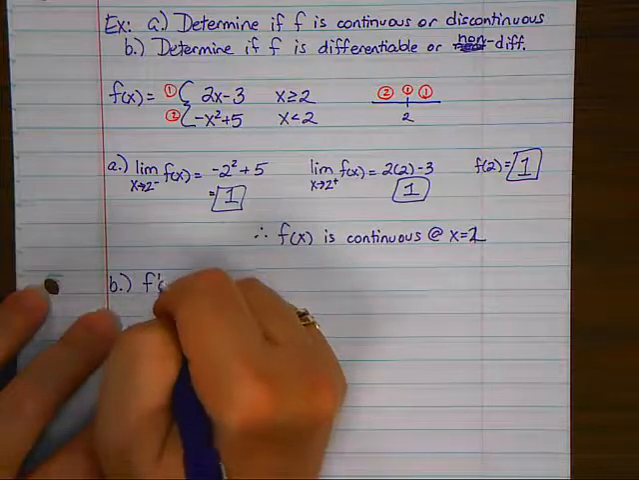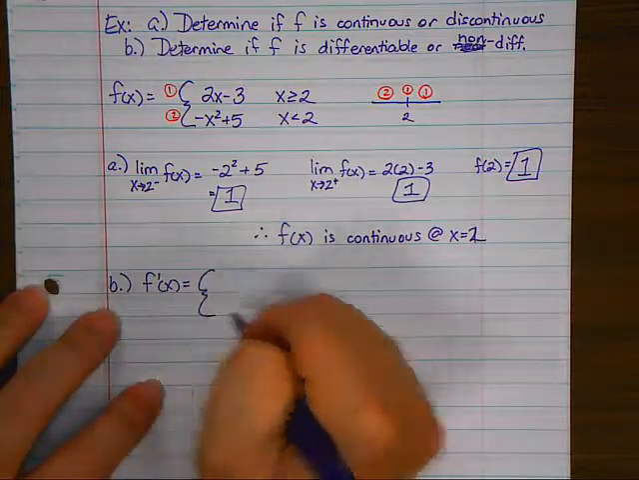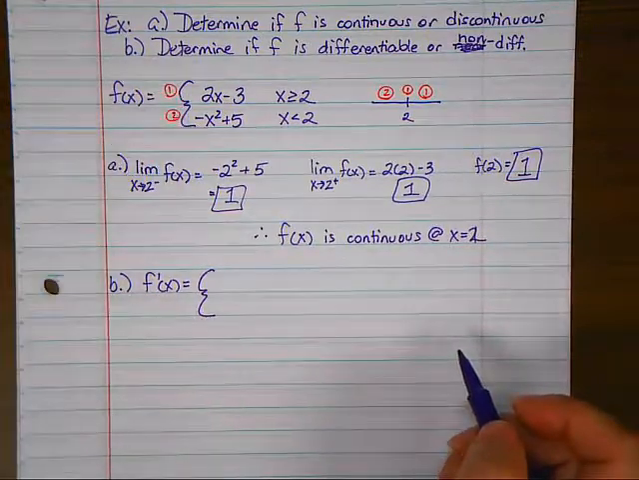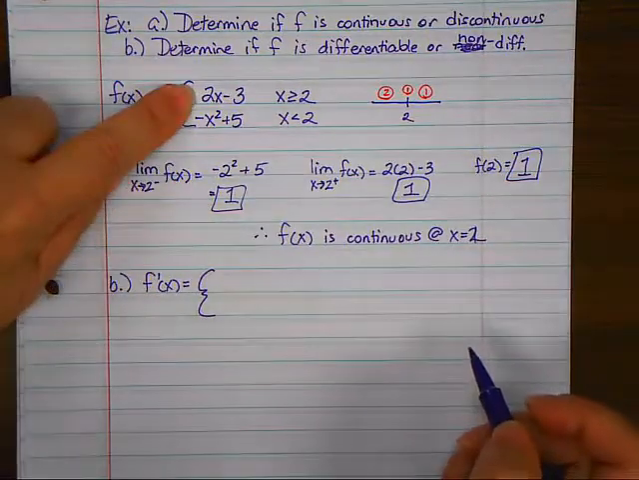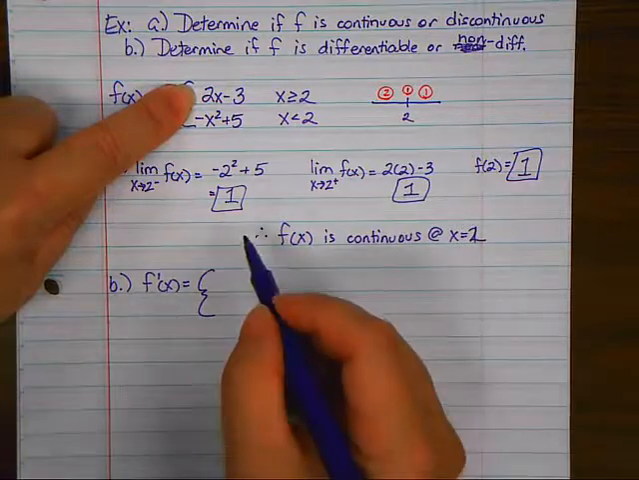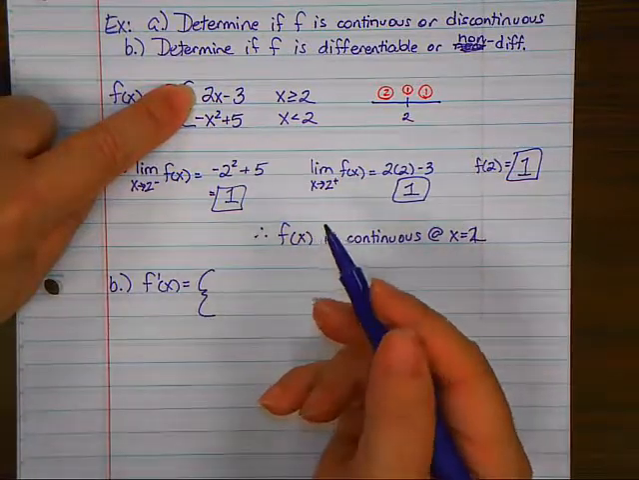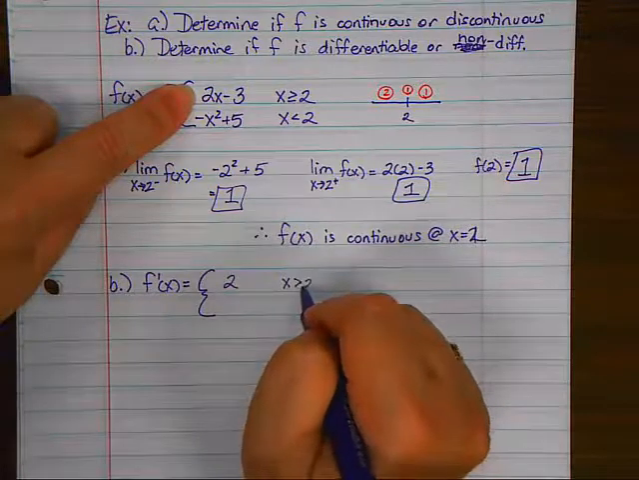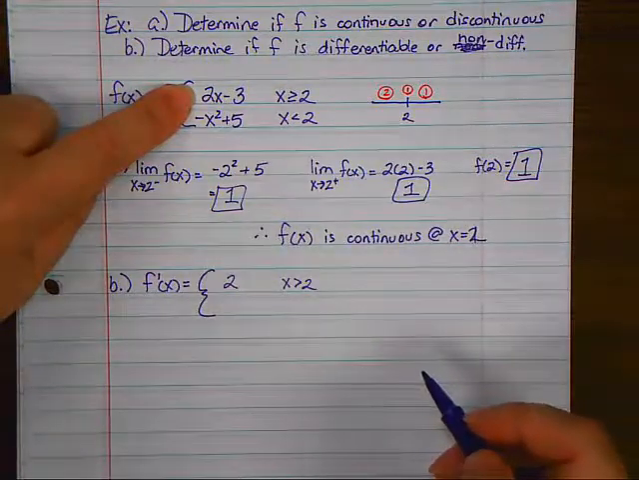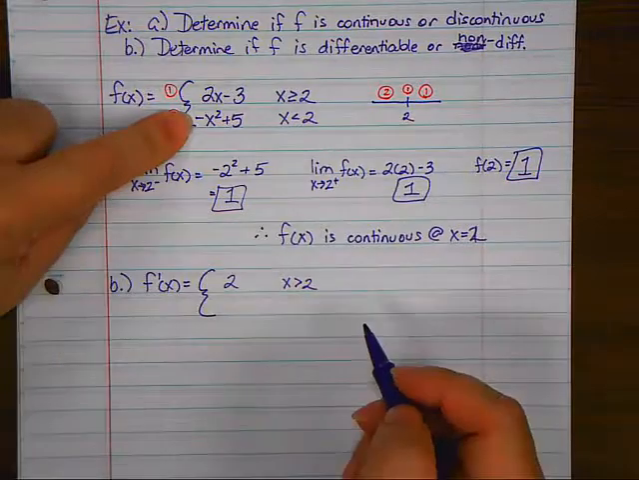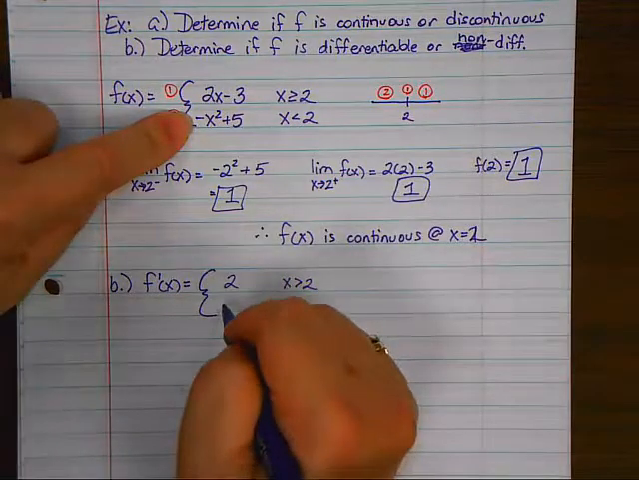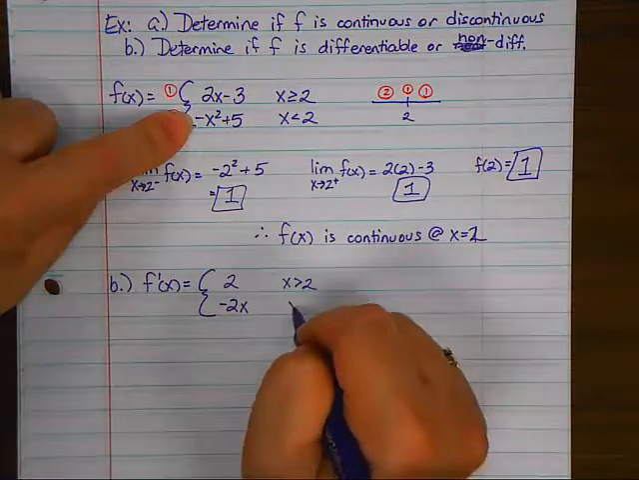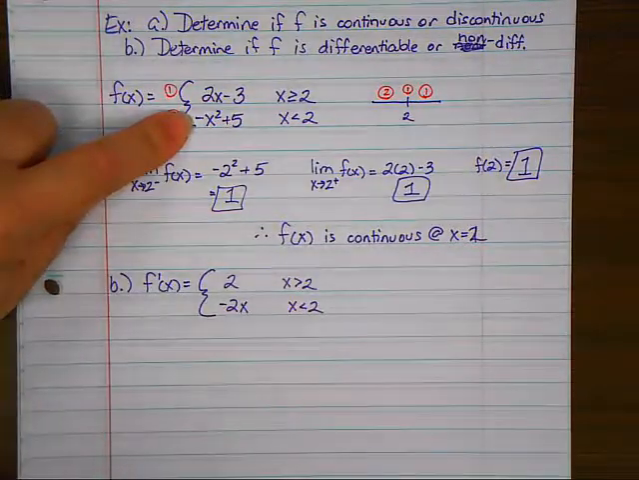Part B. First thing we must do is take the derivative of this function, because we're going to be setting their limits equal to each other. So come back up here, point to the original equation. What is the derivative of equation 1? 2. And then move over. X is greater than, but not equal to 2. Remember? And then the derivative of the other one: negative 2x. X is less than 2. Y'all agree with that?